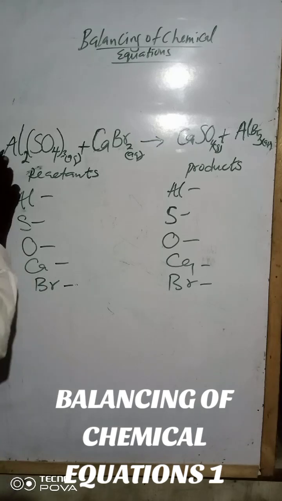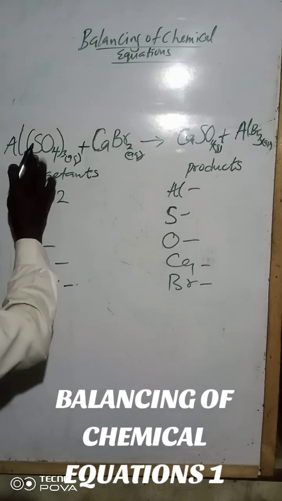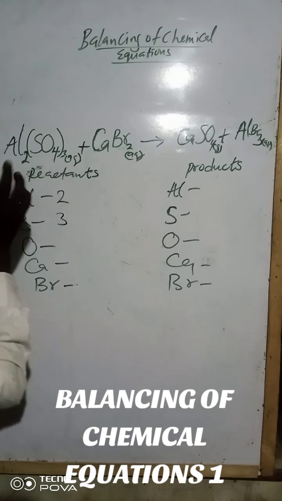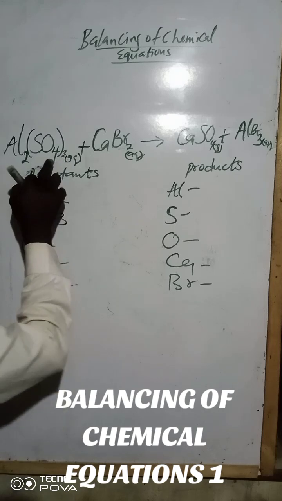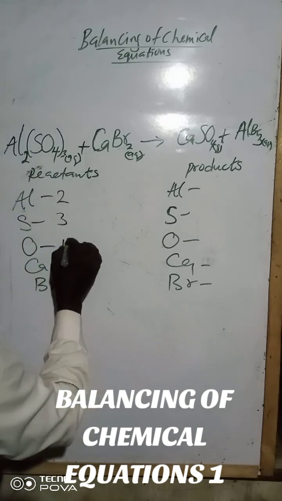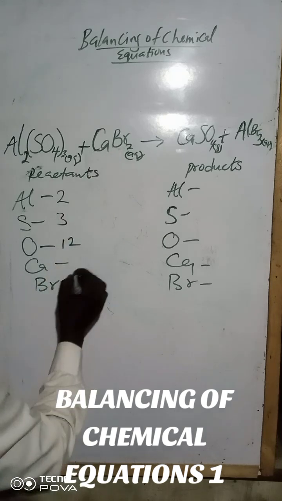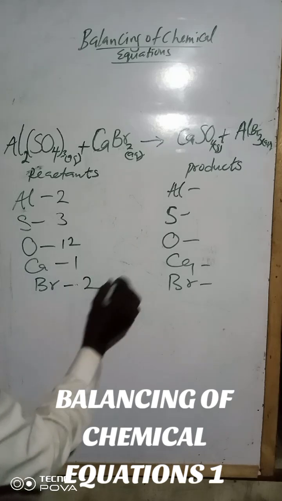Now, how many aluminium do we have here? We are having two atoms of aluminium. How many sulfur do you have here? We are having three atoms of sulfur. What of oxygen here? That is 4 multiplied by 3, that is 12 atoms. Then in calcium here, we are having 1 atom. In bromine here, the bromine atoms are 2.